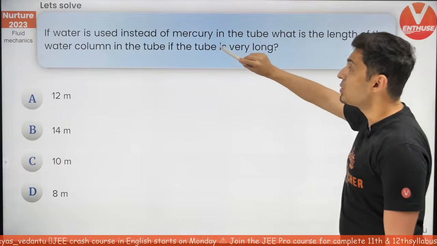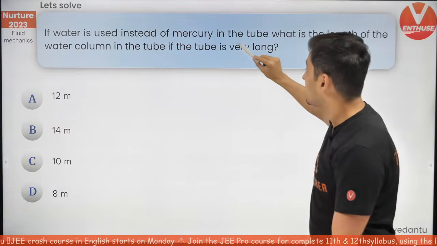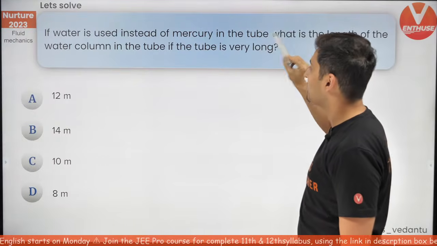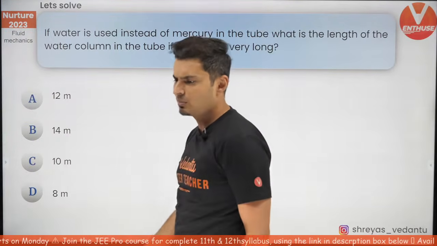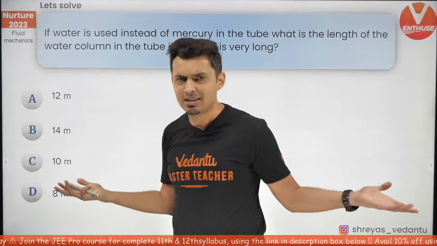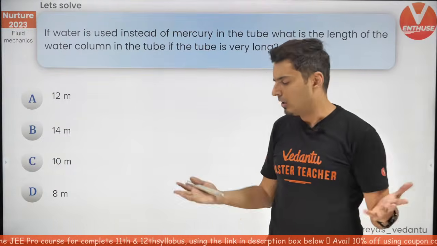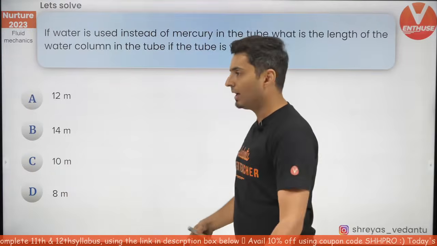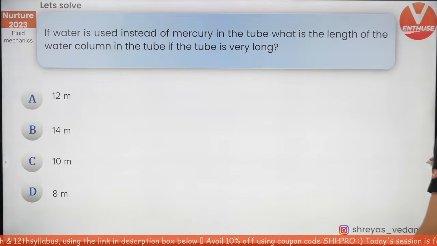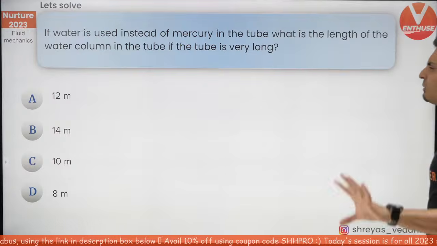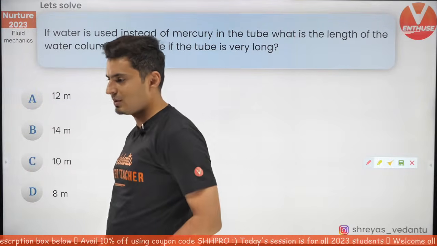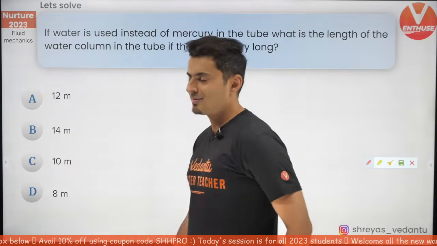If water is used instead of mercury in the tube, what is the length of the water column in the tube if the tube is very long? Assume the tube is very long. What do you think? If some maniac decides, okay, I'm not going to use mercury, I don't have mercury, I want to use water. Fair enough. How much do you think the height of that column will be approximately? Make some suitable assumptions and do this. Come on, my warriors, figure this out.